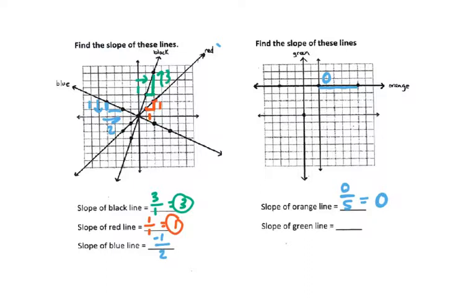But the green line, we're going to have some issues here because it doesn't matter what point we pick, even if we pick these 2, the rise would be 4, but the run would be 0, and anything divided by 0 is undefined. So that is a rule we need to make for ourselves. Horizontal lines have 0 slope. Vertical lines have undefined slope.